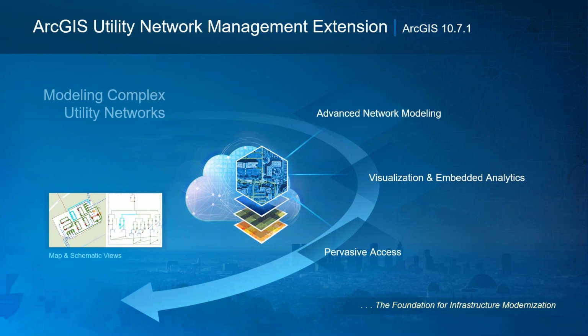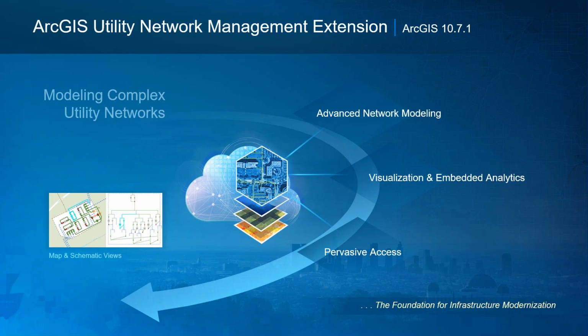When we're talking about the utility network, we're really talking about capabilities that are enabled through the ArcGIS Utility Network Management extension. And this is an extension to ArcGIS Enterprise. It was first available starting at version 10.6, and now we're in our current version of 10.7.1.